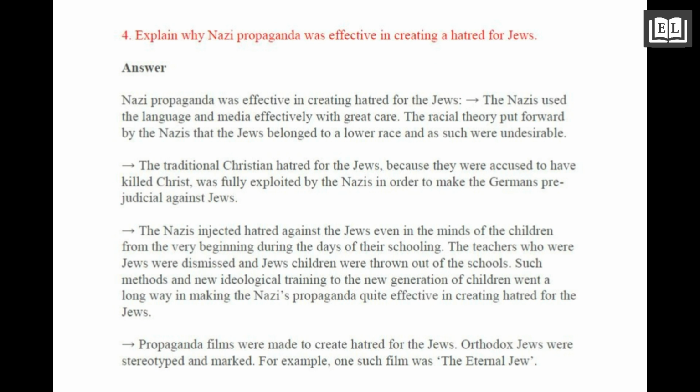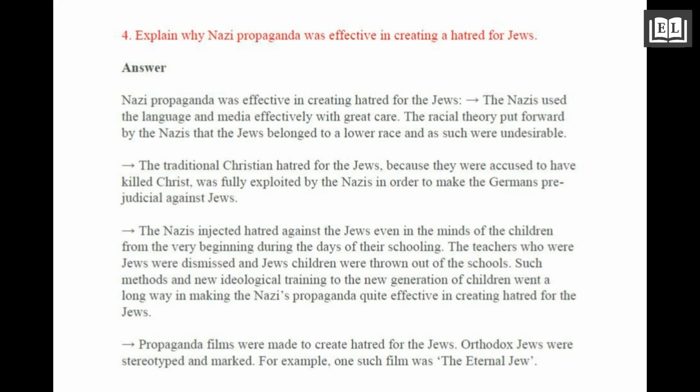Number 4. Explain why Nazi propaganda was effective in creating a hatred for Jews. Answer. Nazi propaganda was effective in creating hatred for Jews. The Nazis used language and media effectively with great care. The racial theory put forward by the Nazis held that the Jews belonged to a lower race and as such were undesirable. The traditional Christian hatred for the Jews, because they were accused of having killed Christ, was fully exploited by the Nazis in order to make Germans prejudiced against Jews.